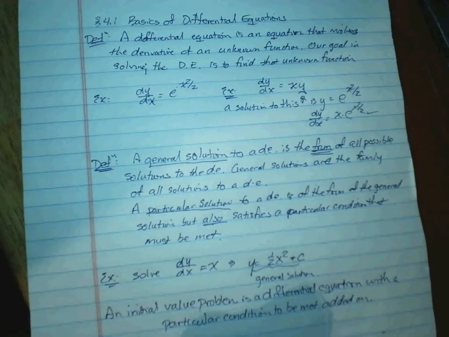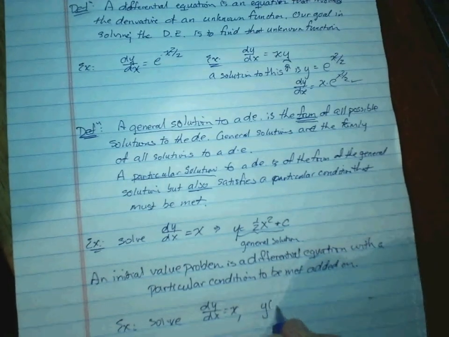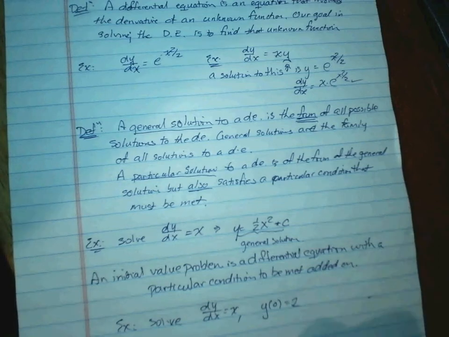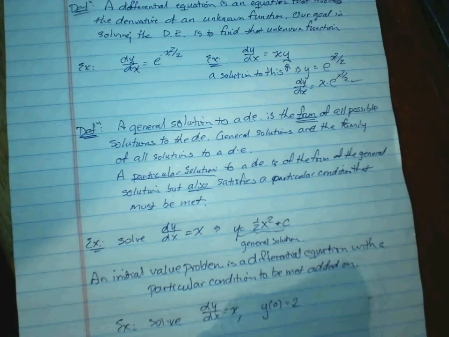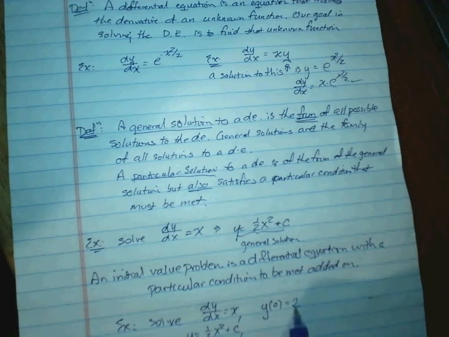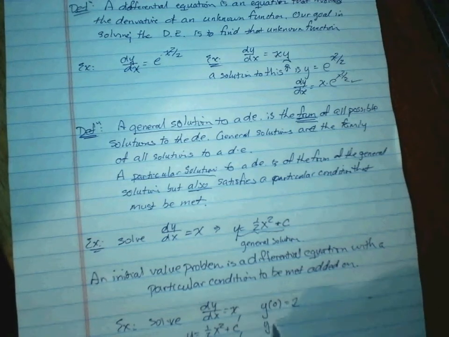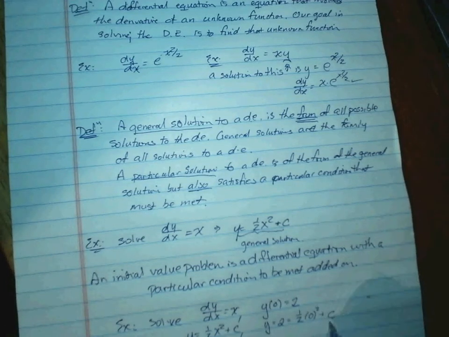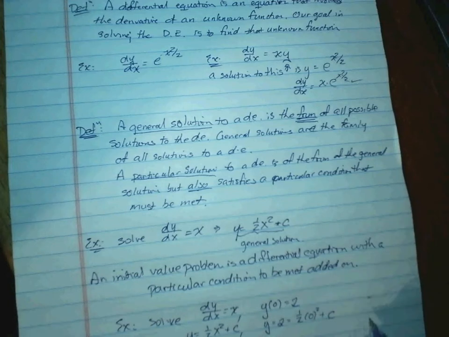So for example, if we were to say, let's solve dy dx equals x such that when y is evaluated at 0, we get 2. Then I would say, okay, the general solution to this is y is 1/2 x squared plus c, and then I would say, according to this initial condition constraint, that when I put in 0 for x, the value of y must be 2. That allows me to identify the value of c to be 2.